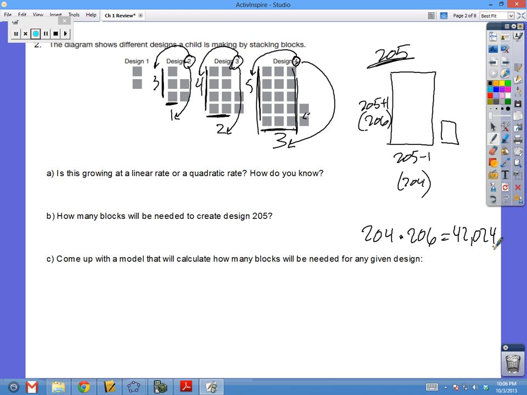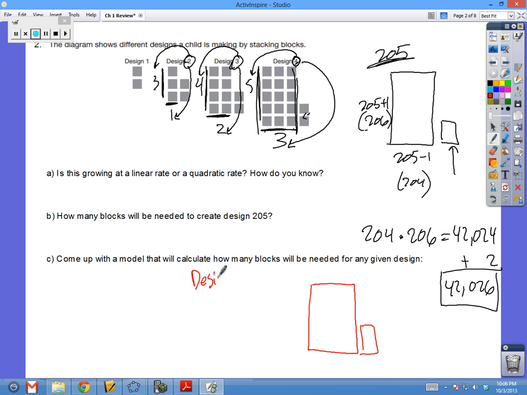42,024. But then you got to add these 2 blocks right here. So it's going to be 42,026. That is how many blocks are going to be on design 205. Now, you can even get the model from this without too much work, because if you can draw the picture on 205, the picture for the model is going to be cake.